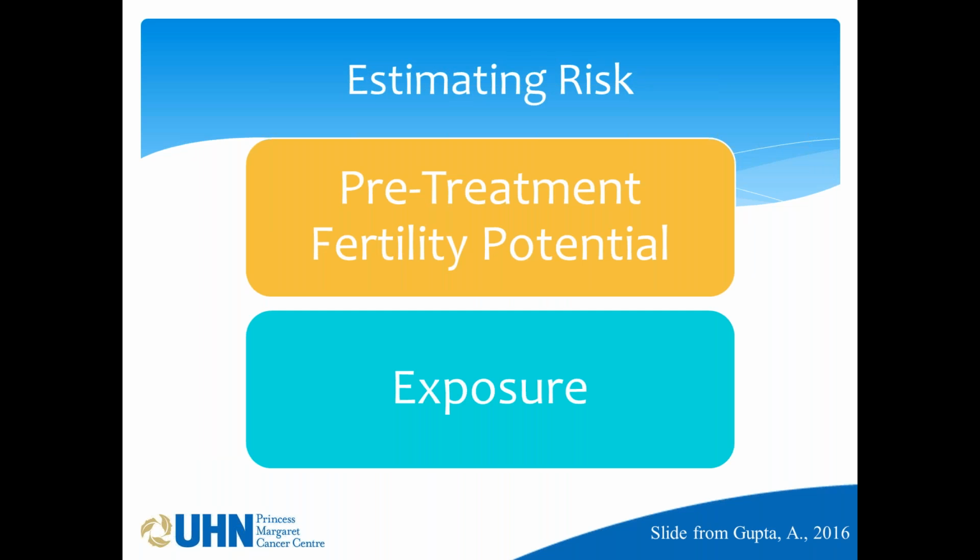So, estimating the risk for males. As I mentioned in one of the previous slides, pre-treatment fertility potential is really important to factor in. If that individual had issues with their fertility before, or may be susceptible to those issues, that could impact their fertility. And as well, exposure. I will mention some of the different types of chemotherapies that someone with lymphoma may receive that may impact their fertility.